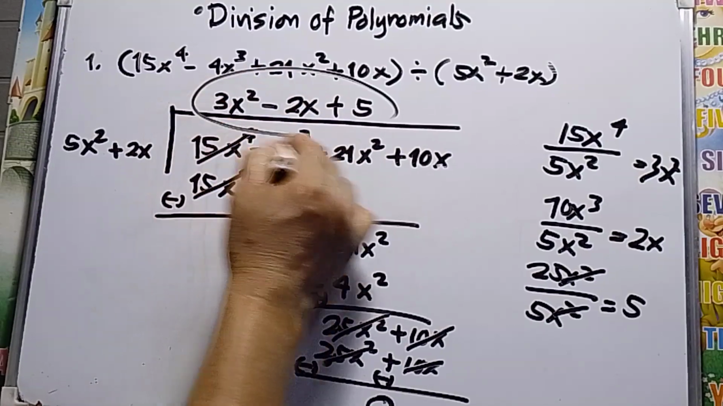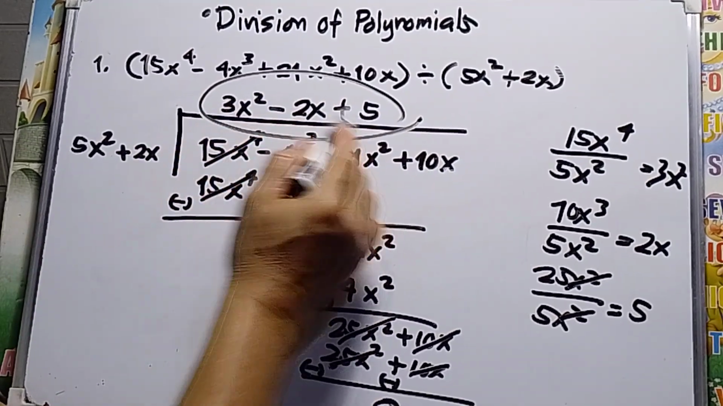So my answer is 3x squared minus 2x plus 5. And that's all.